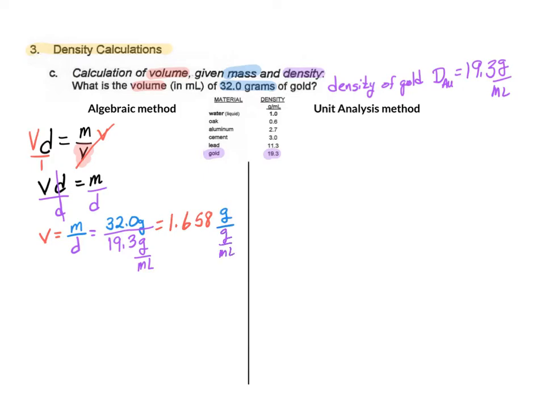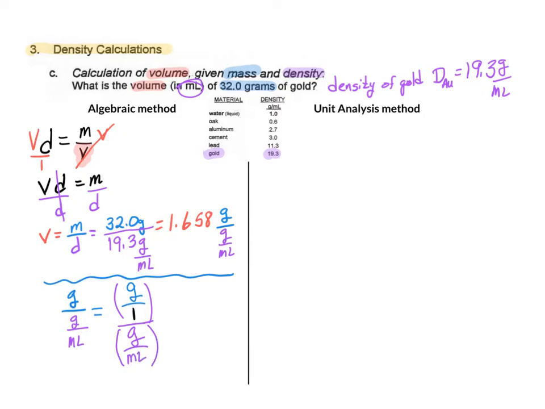And obviously that is not what we're looking for. We're looking for just milliliters on the top. If we focus on just the units, we can see that we have a fraction that is divided by a fraction. The upper fraction will be our grams, and that's going to be divided by 1. And the lower fraction is going to be our grams over milliliters.